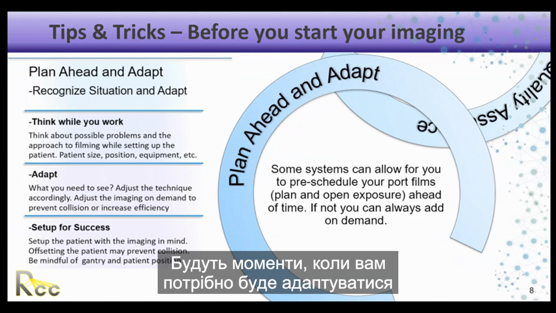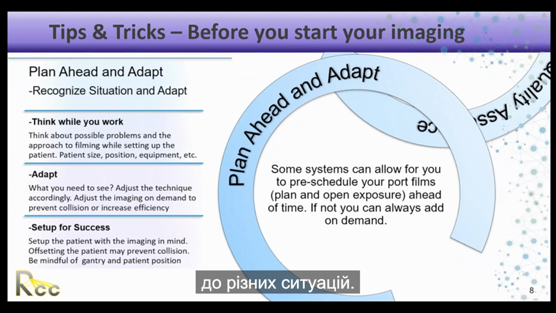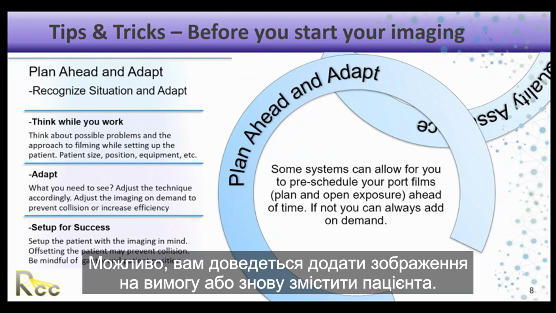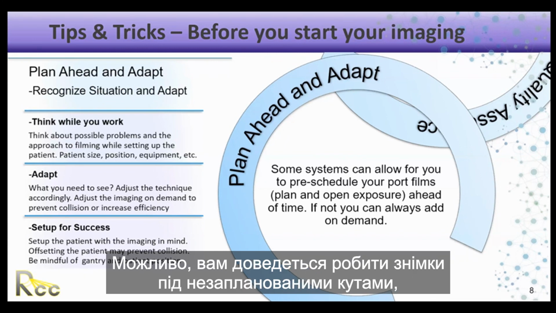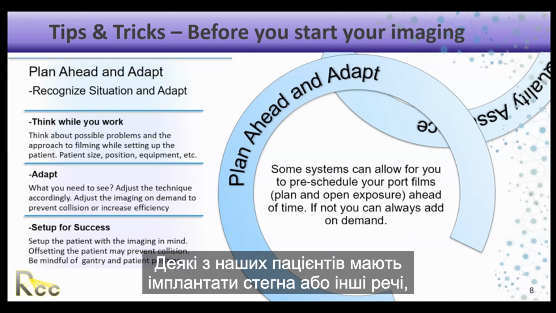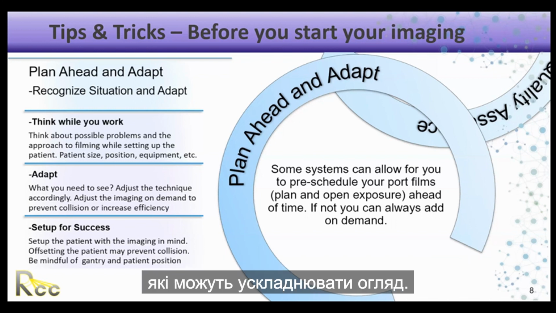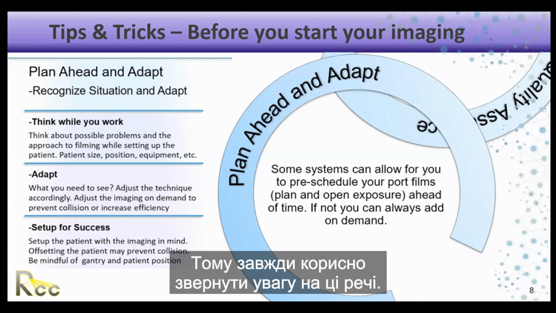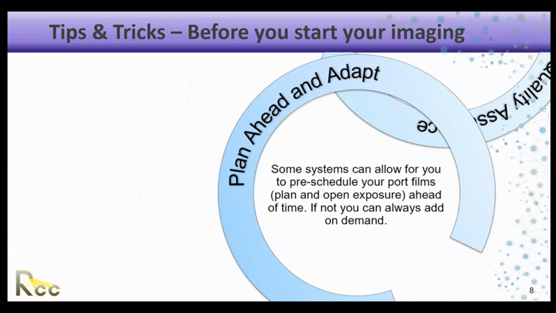There will be times when you need to adapt to different situations. You may need to add on-demand imaging or offset the patient again. You may need to take images at unplanned angles to avoid collisions or orthotics. Some of our patients have hip implants or things that can make it difficult to see. So it's always a good idea to take a look and observe those things.